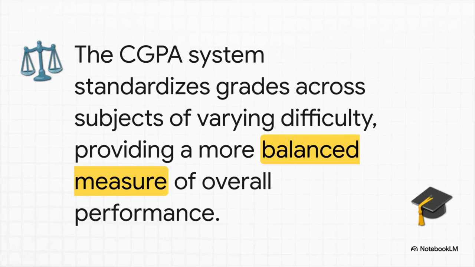Think about it like this. Is getting an 85% in, say, advanced quantum mechanics the same as getting an 85% in an introductory elective? A simple percentage says, yep, they're identical. But the GPA system is smarter. It says, hold on, not so fast. It's designed to give a more balanced, a more nuanced picture of your hard work. This is what allows for fair comparisons, not just across different subjects, but across different universities, too. And that's why this is so critical to get right.